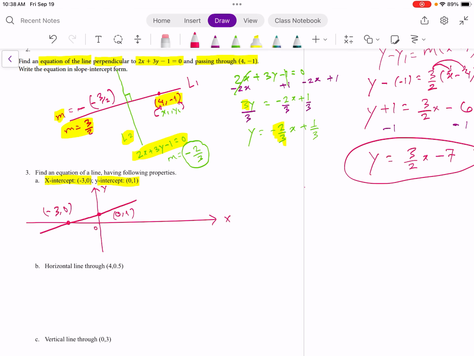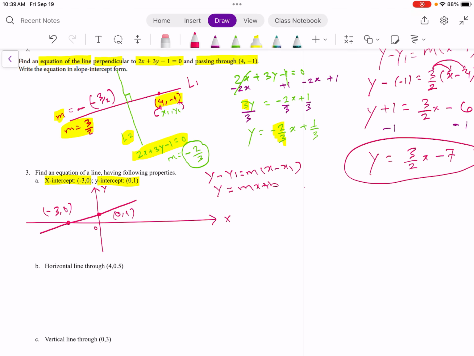Now which form do you want to use here? You always have two forms. If you are asked to find the equation of a line, you have two forms. Do not forget that. y minus y1 equals m times x minus x1. The next option is y equals mx plus b. Now which form do you want to use here?